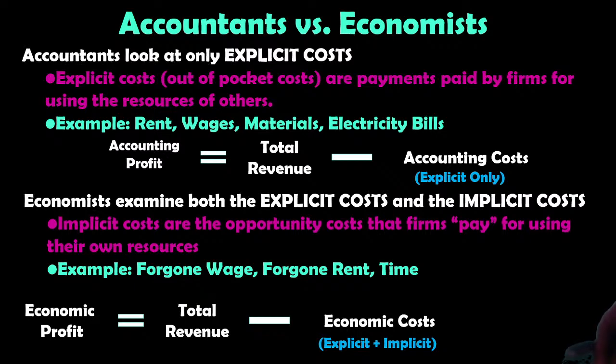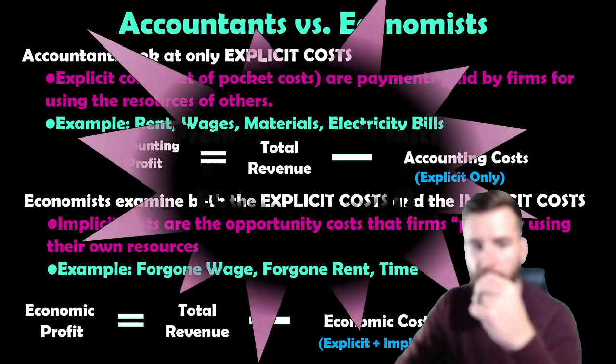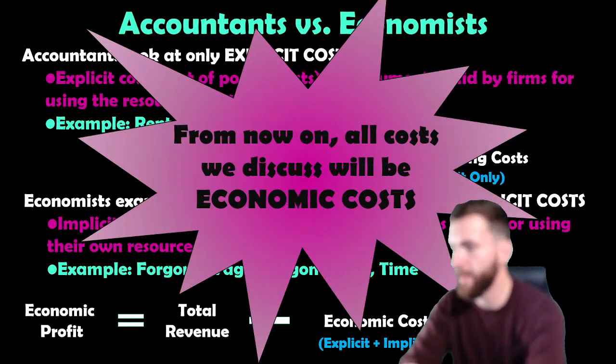All right. Good to go. Okay, so let's do a little check on learning here. It says, from now on, all costs we discuss will be economic cost. Oh gosh, I'm blurry. I need to find the button that automatically does it. Now I'm insanely blurry. All right, anyway, moving on.